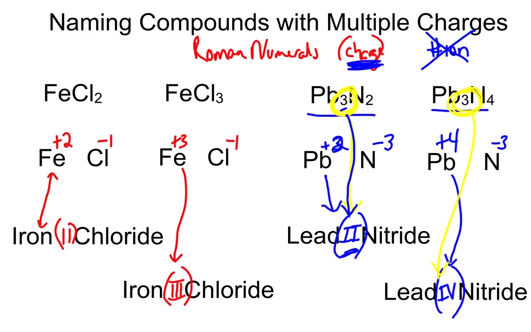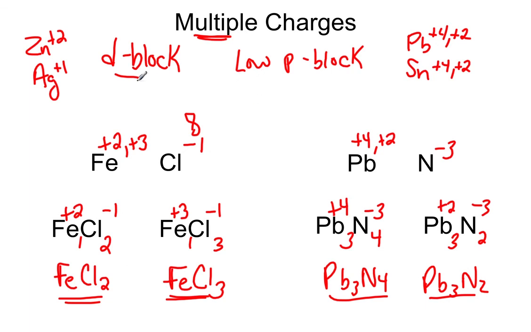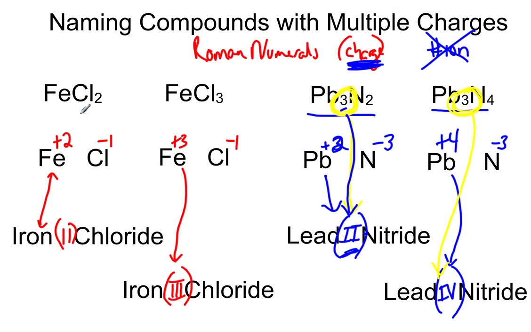So Roman numerals tell you the charge. We need to use them because sometimes some of these elements, d-block or low p, make more than one charge. And then we can make different formulas from them. So we have to know the charge that we have, and that comes from the Roman numerals if we're given the name. And then we can write 2 different formulas based on the charges that they make.